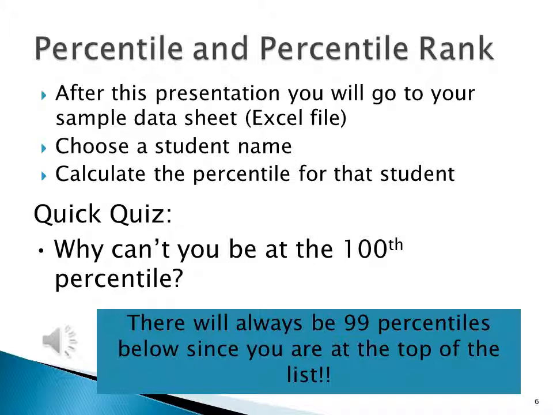Now here's a quick quiz. Why can't you be at the 100th percentile? Well, because if you are the highest scoring, you're not included in the calculations. We're only looking at the people beneath you. So there is no way, if you're at the top of the list, that we can calculate a percentile to be 100.